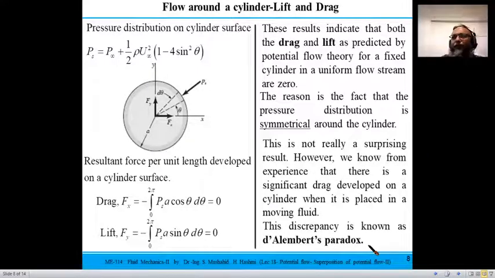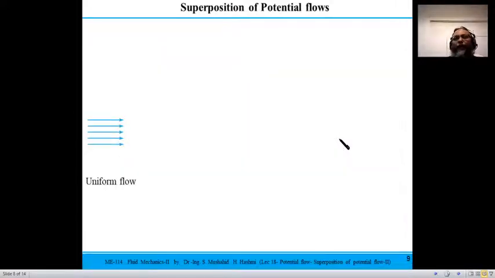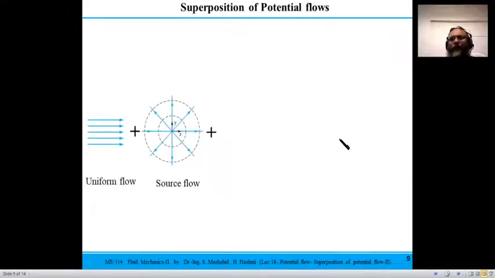This behavior is contrary to reality, because in reality we always experience a drag over a cylinder. This discrepancy is actually called D'Alembert's paradox. Due to the symmetrical distribution, the potential flow theory is unable to predict the drag force. Okay, and now we can come up with another superposition of the potential flow. Let's say we have a uniform flow, and we sum it together with a source flow plus a sink flow.